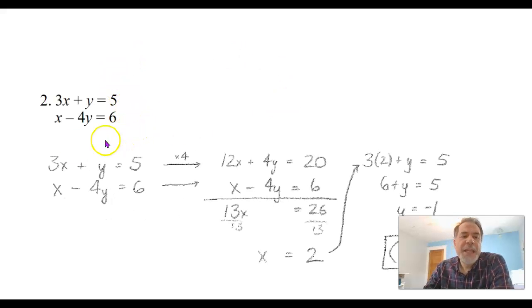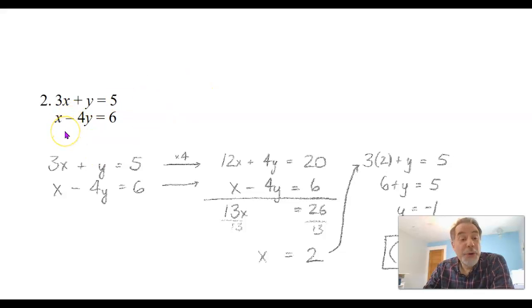Number 2. Now, there are a bunch of different ways you could solve a system like this. It would work to solve it using the substitution method or using the addition or elimination method. So the way I've chosen to do it is to take the top equation and multiply everything on both sides by 4, because that way I get a plus 4y there to go with the minus 4y in the other equation.